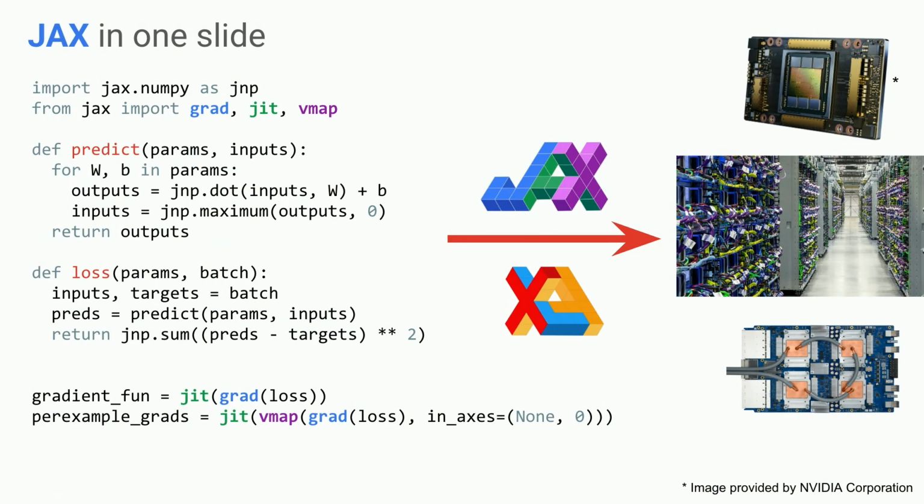JAX is a numerical computing library that you use to write NumPy-like programs and then transform those numerical programs with things like compilation, automatic differentiation, batching, etc. And you can run those programs on your laptop, or you can run them on your GPU cluster or your TPU supercomputer, wherever you like. So what I think is exciting about JAX is the things that everyone's building with JAX.